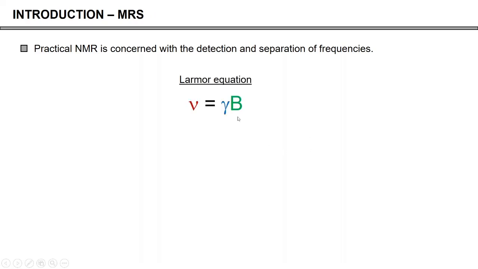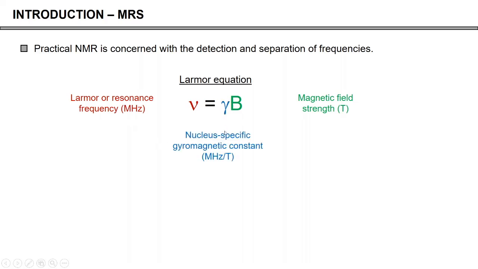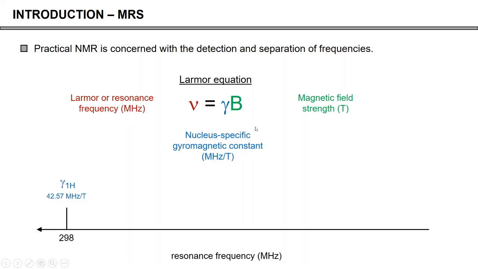And that all has to do with the Larmor equation. The Larmor equation relates the frequency of the nuclear spins in megahertz to the external magnetic field B in Tesla. For example, if we're at a magnetic field of 7 Tesla, then for protons the Larmor frequency is around 300 megahertz. And that is because of this scaling factor, gamma, a nucleus-specific constant expressed in megahertz per Tesla. For protons, that constant, gamma, is about 42 megahertz per Tesla.